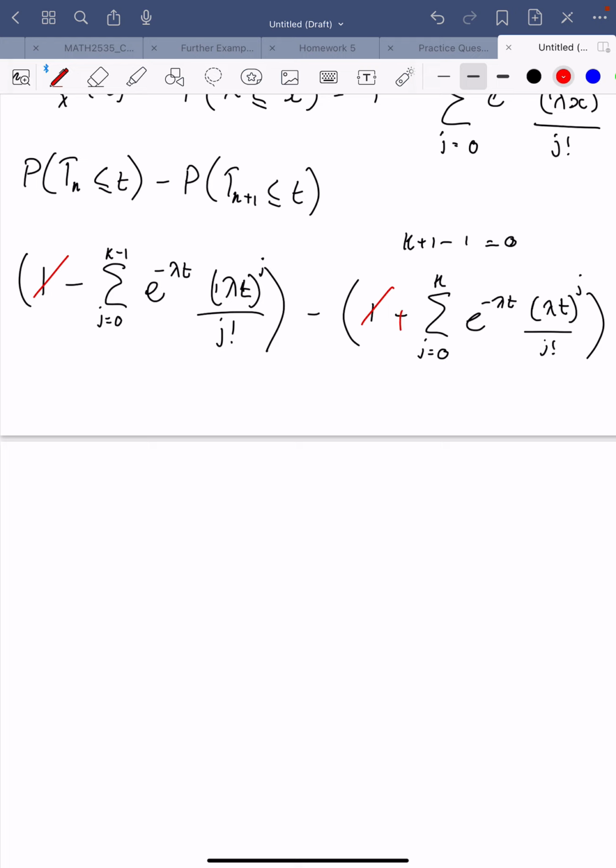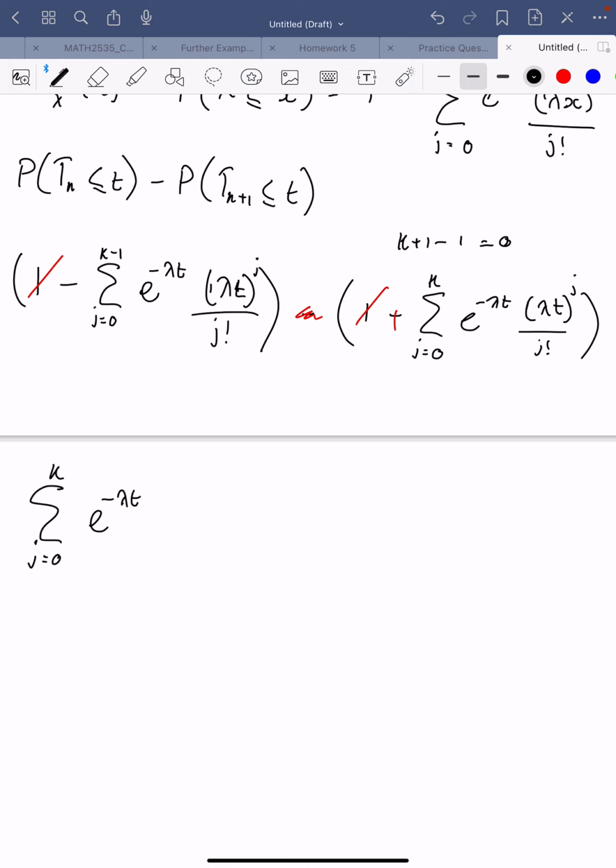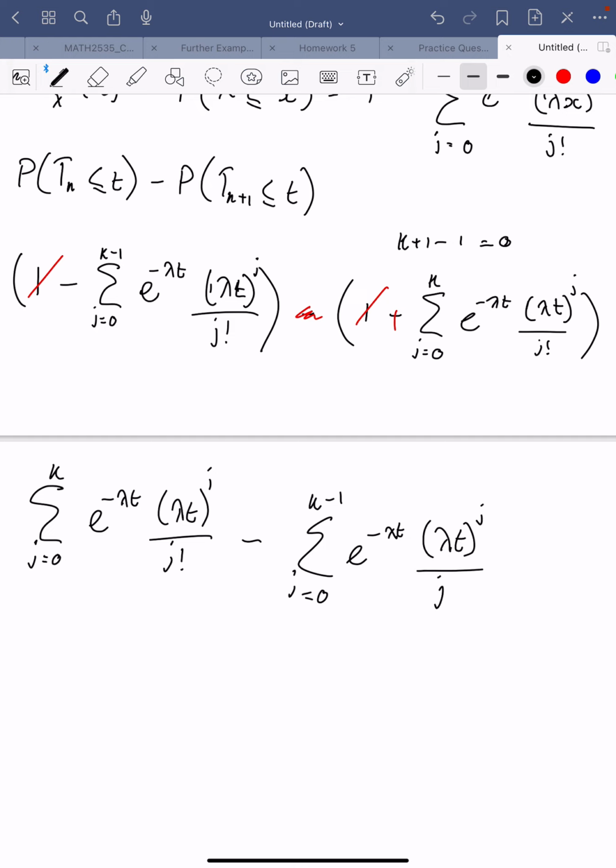So we can cancel out our 1, and this is going to be a plus, and we'll get rid of that, and let's rearrange this as the sum from j equals 0 to k of e^(minus lambda t) (lambda t)^j over j factorial, minus, my apologies, minus the sum from j equals 0 to k minus 1 of e^(minus lambda t) (lambda t)^j over j factorial.